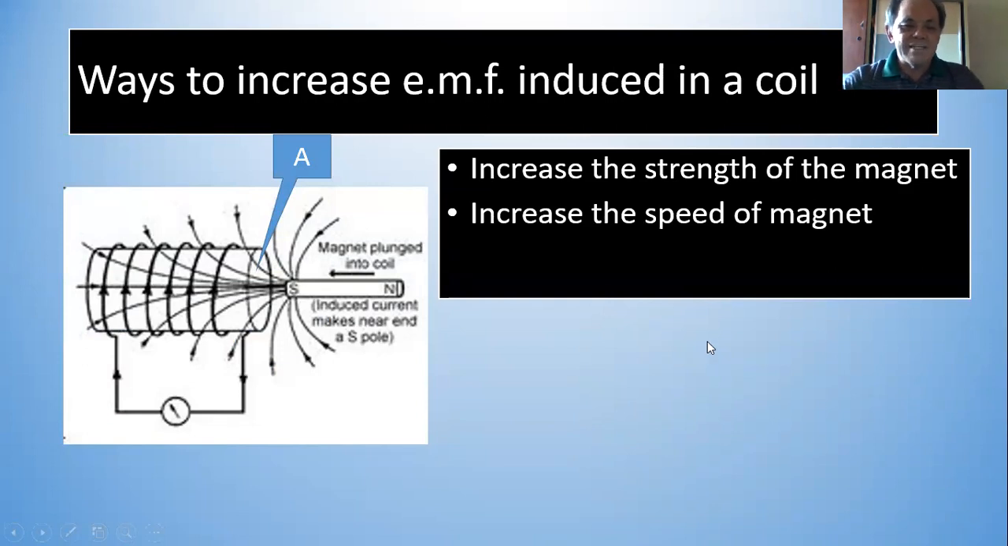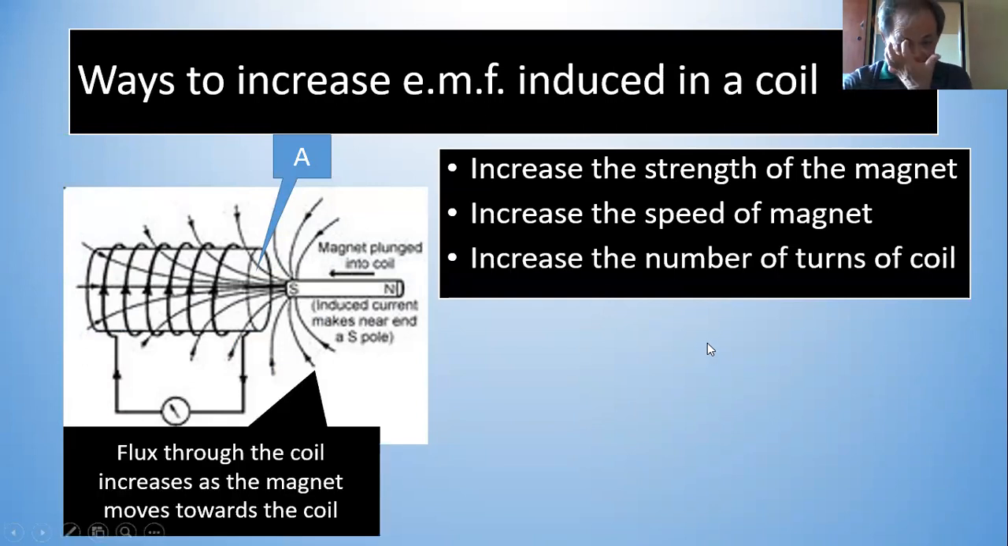Or increase the speed, moving it in faster, or taking it out faster. Increase the number of turns. Right? Number of turns here. So remember, the magnetic flux density from the magnet is stronger at the pole, and weaker the farther away. So before it enters, this part is lost outside. It doesn't go in. But as it moves in, more and more flux will cut the coil. That's why you have the increased EMF as it goes in.